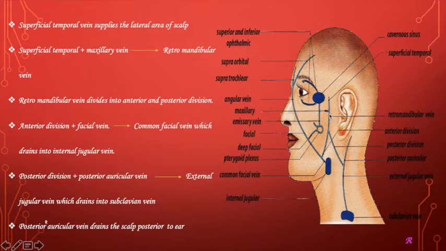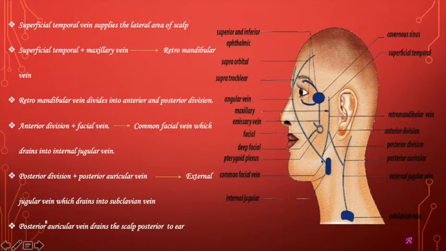Next, the retromandibular vein divides into an anterior division and a posterior division. This is the anterior division. It joins with the facial vein to form the common facial vein, which drains into the internal jugular vein.